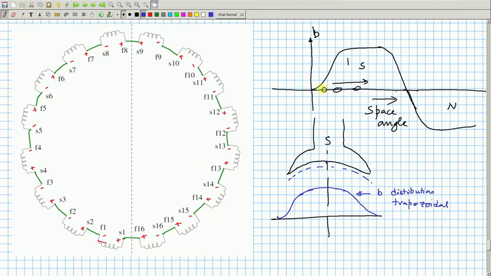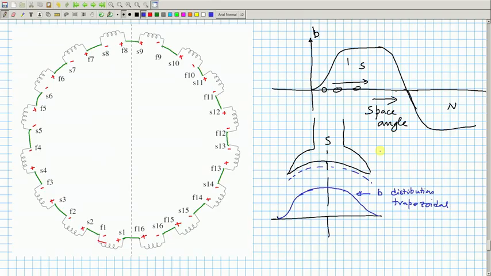But a single coil goes under south and north. What will be the induced voltage if you see it on the oscilloscope? That will also be trapezoidal. Whatever is the nature of the B distribution, that will be the induced voltage pattern. So, alternating voltage will be induced, which will be trapezoidal in nature.